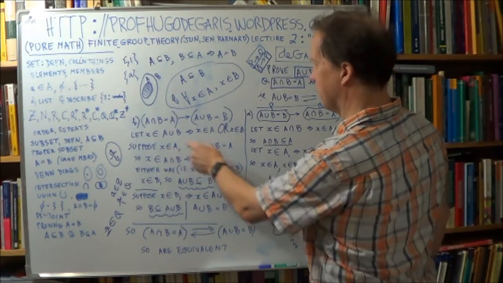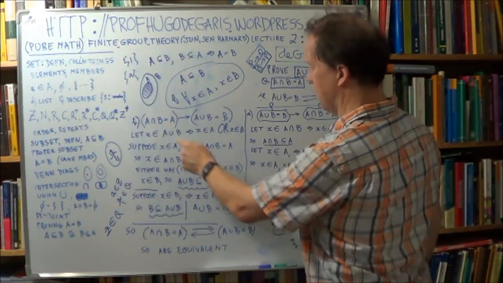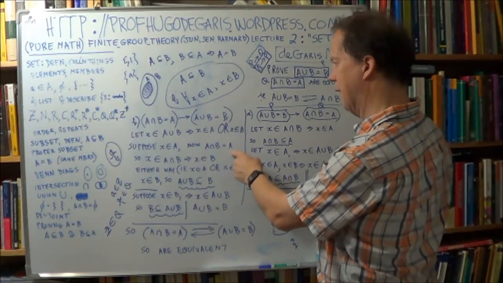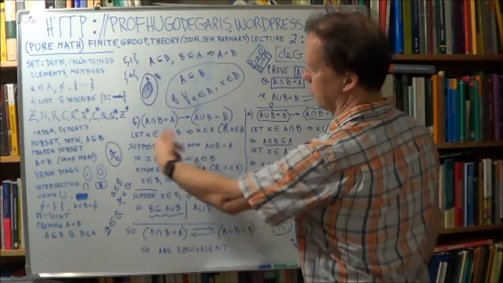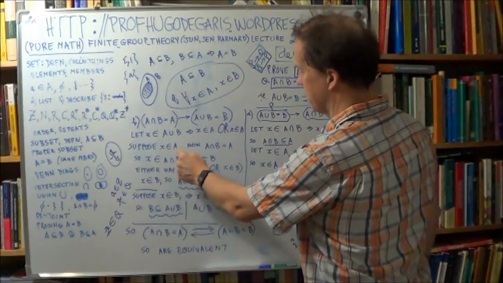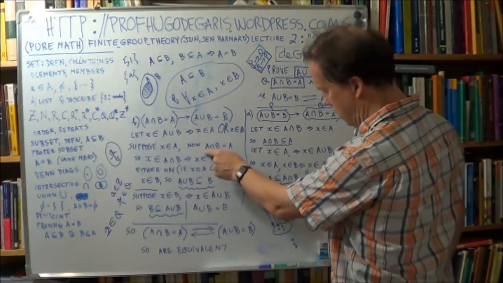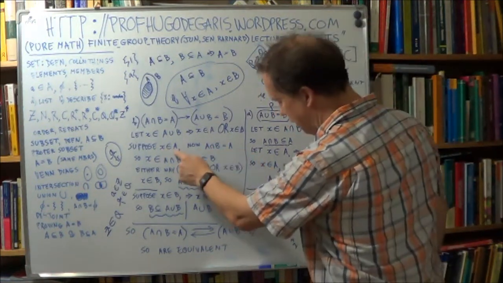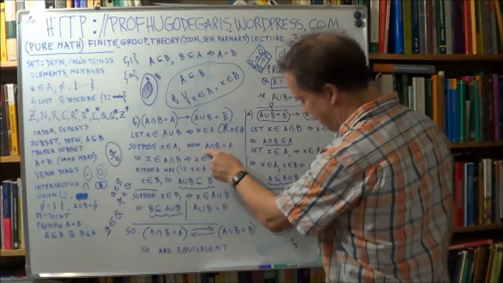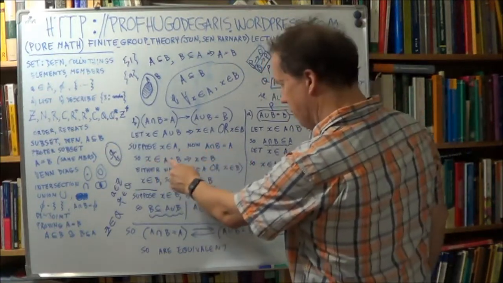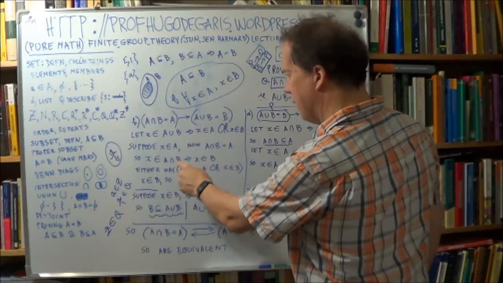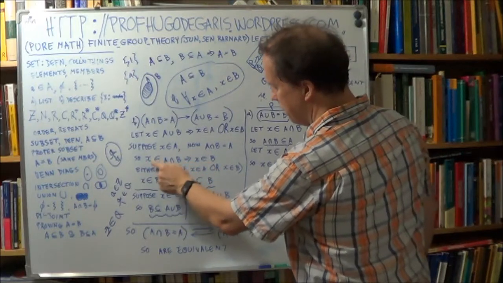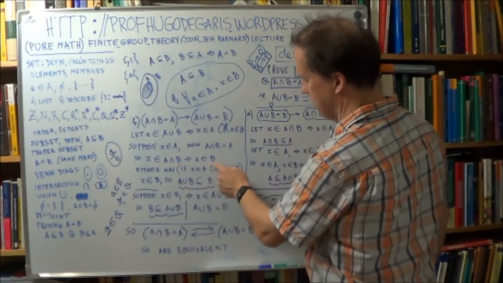Now you're told, because it's given, this is what you start with, that the intersection is A. Now you know X belongs to A, well, you've supposed that. So if X belongs to A, X belongs to the intersection, because the intersection is A. So X belongs to the intersection. And if X belongs to the intersection, X must belong to both A and B. So X belongs to B.